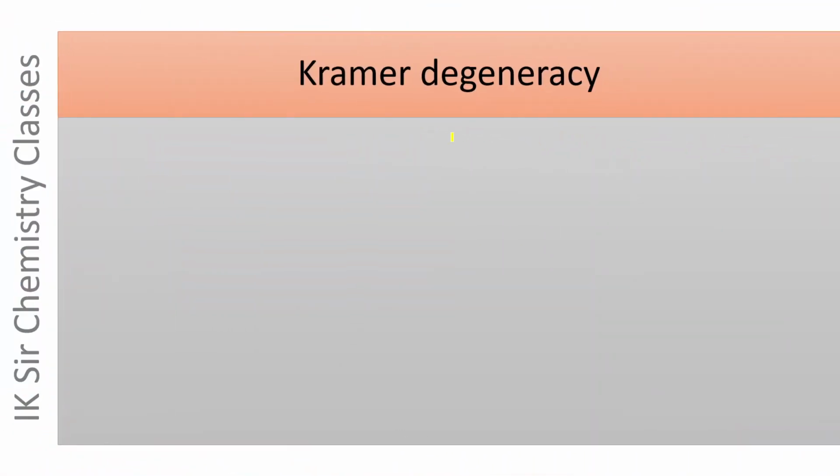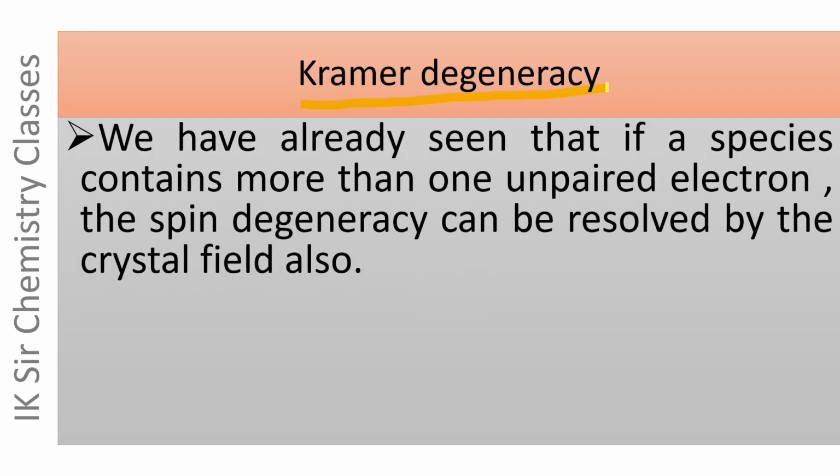In this video, we are going to discuss Kramer degeneracy. We have already seen that if a species contains more than one unpaired electron, the spin degeneracy can be resolved by the crystal field also.